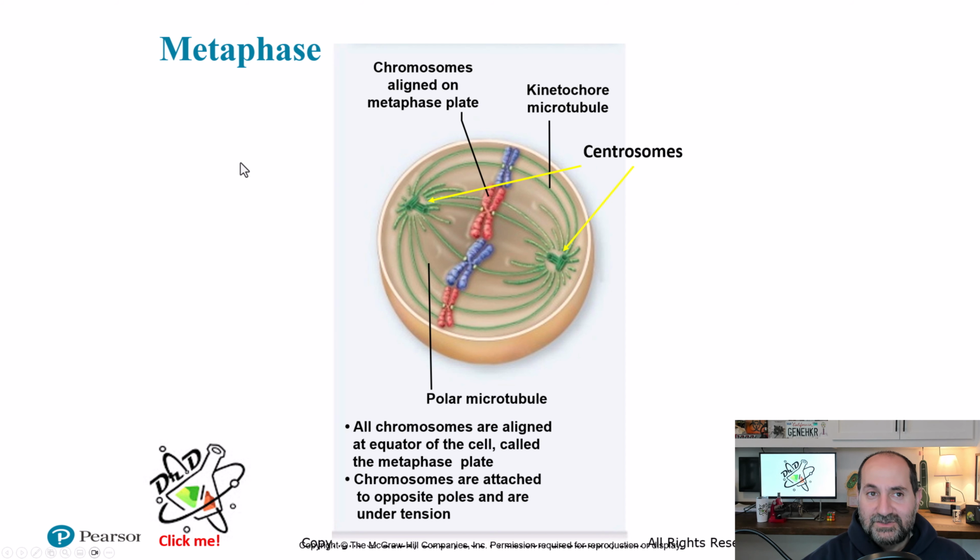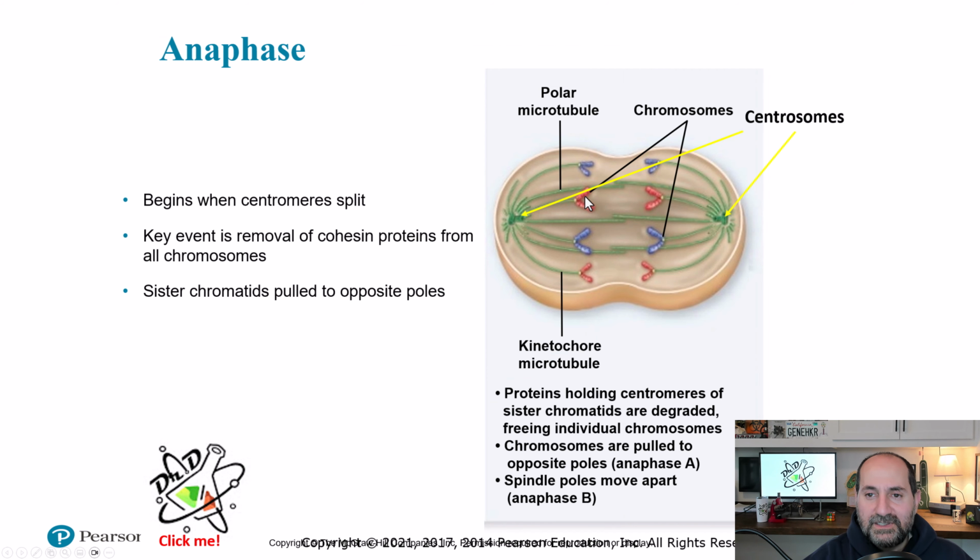You know what happens next during anaphase? Do you remember those cohesin proteins that are holding these sisters together at their narrow waist, the centromere? Those cohesin proteins separate, they let go, and the sisters move in opposite directions, right? So each sister moves to an opposite end of the cell. Again, what do I need you to know about anaphase? During anaphase, sister chromatids separate from one another and head to opposite poles of the cell.